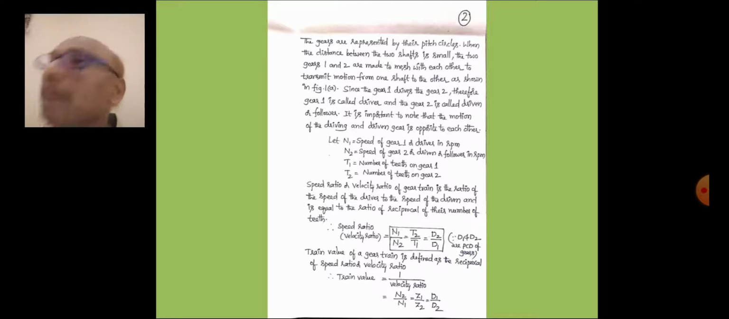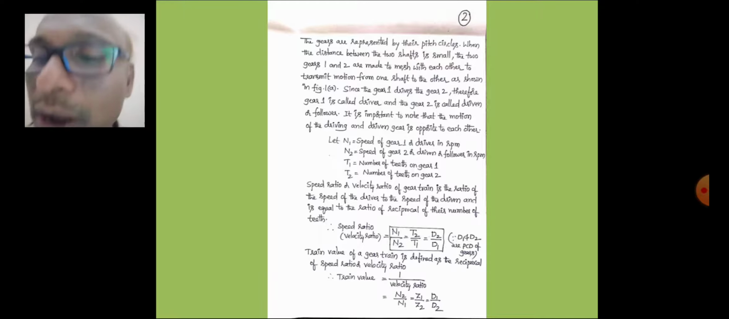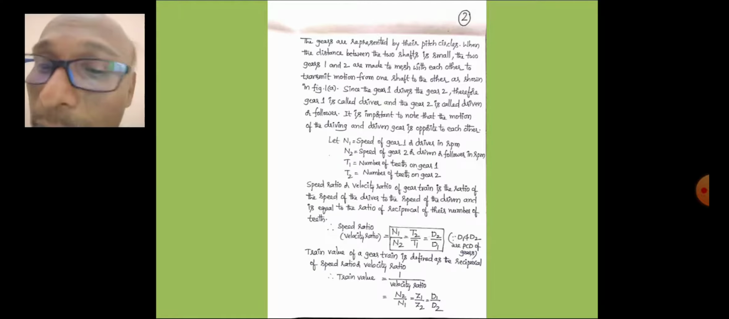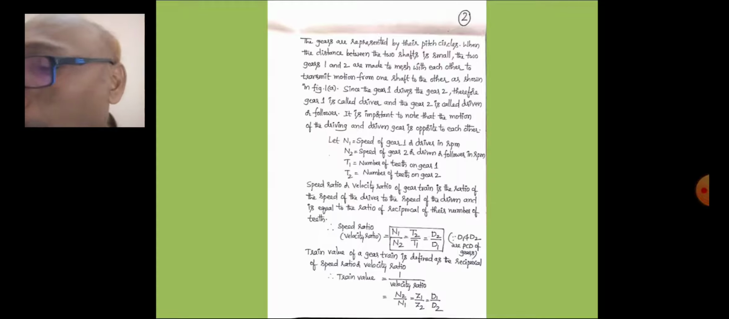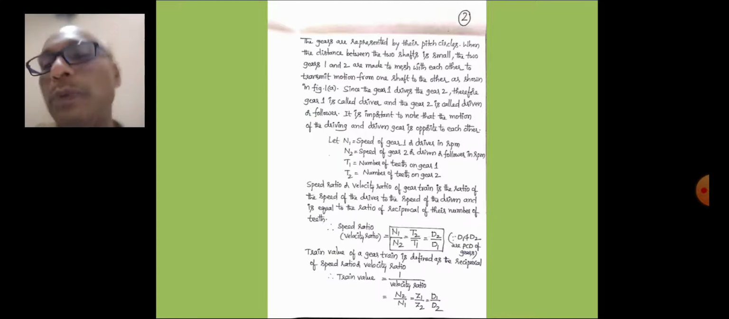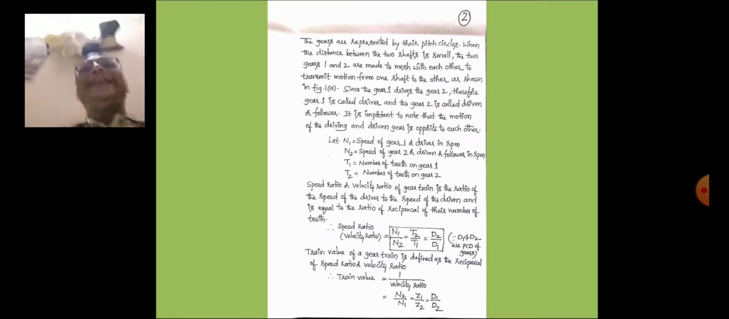Now how to find the velocity ratio? To find the velocity ratio in case of this simple gear train, let N1 be the speed of gear 1 or the driver in RPM, that is revolutions per minute, and N2 the speed of the driven gear or follower in RPM. And let T1 be the number of teeth on gear 1 and T2 the number of teeth on gear 2. Now what do I want here? I want the speed ratio or velocity ratio of the gear train.